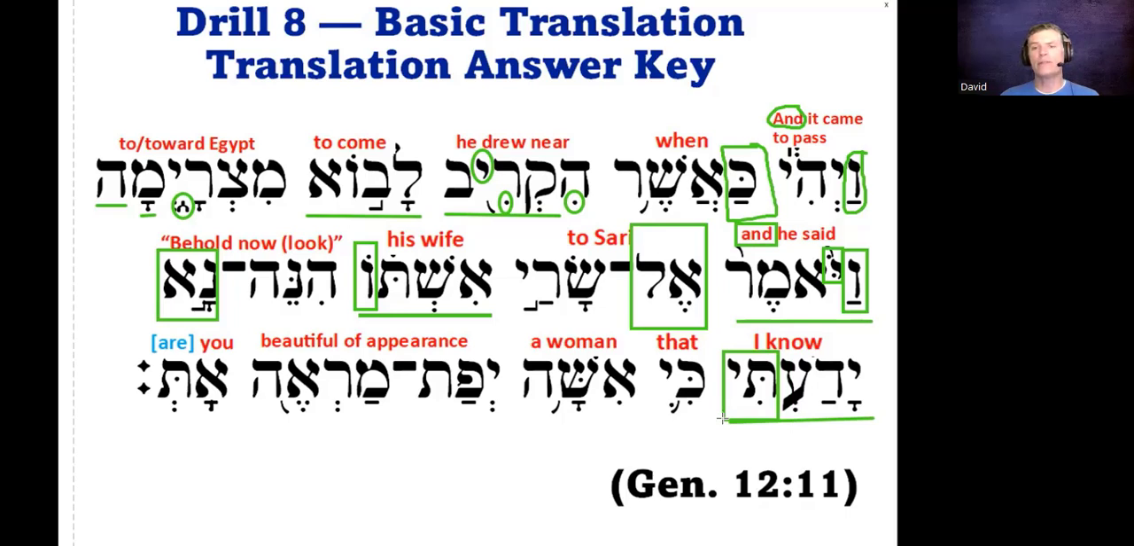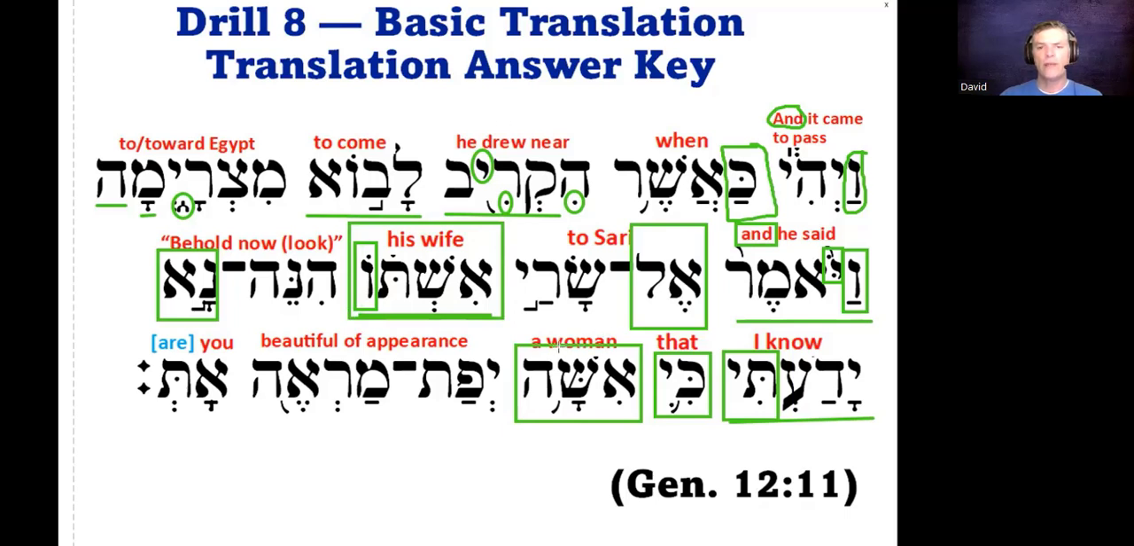Contextually, because it's an ongoing conversation he's having with Sarai, it'd be appropriate to translate it in the present: I know. So what does he know? Ki isha yafat mareh. Ki, that, or we could also translate it as for, even as. I know that isha, the Hebrew noun for woman, and that corresponds with this word right here, ishto, his wife.